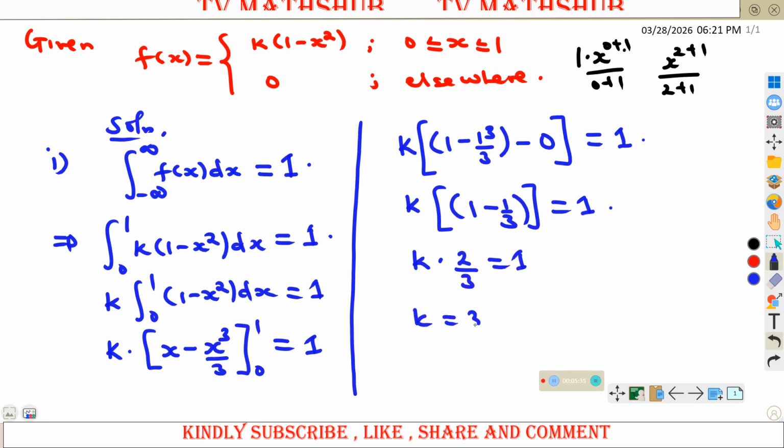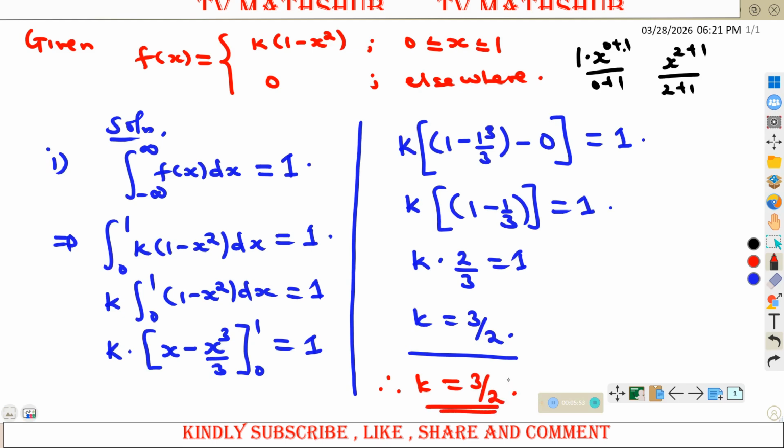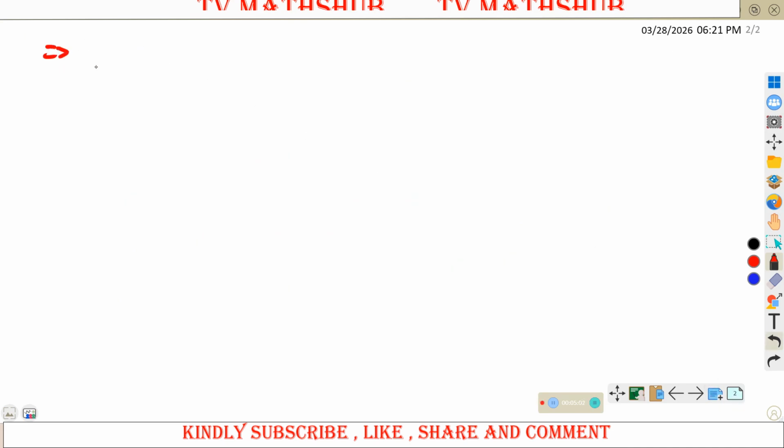So k will be same as 3 divided by 2. Therefore, the value of k is 3 divided by 2. So from there, we shall be able to obtain the value of k. Having obtained the value of k, this implies that our f of x now will be 3 divided by 2 into 1 minus x squared.